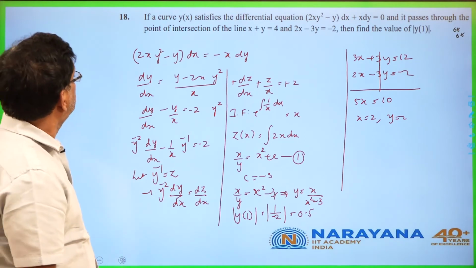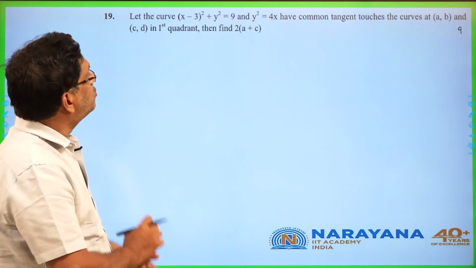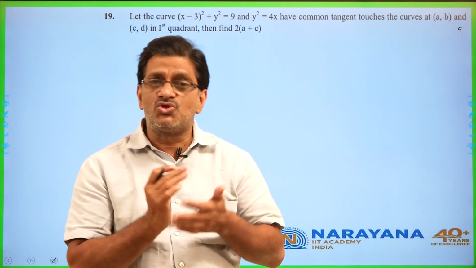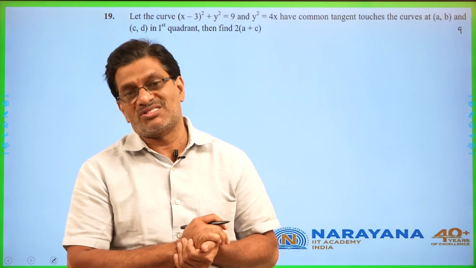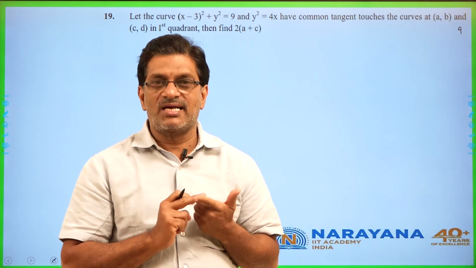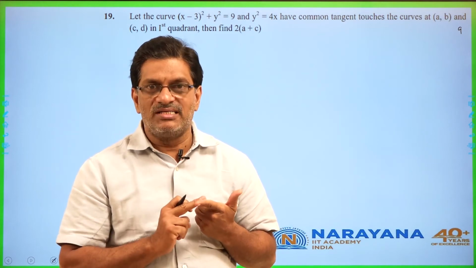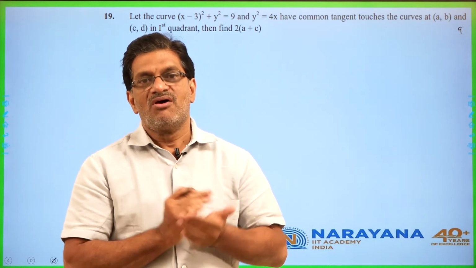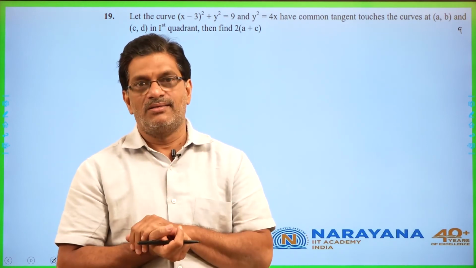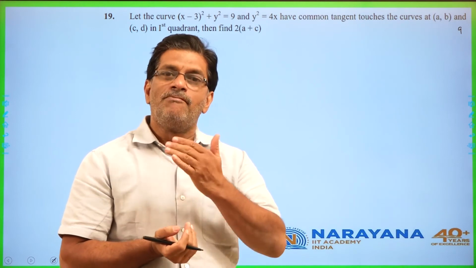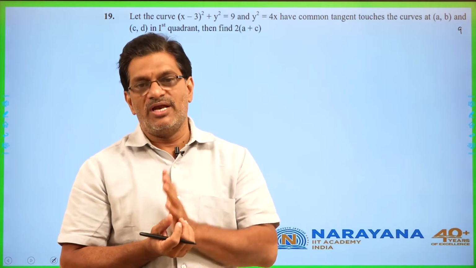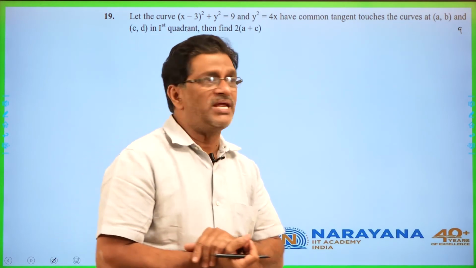Question number 19. Let the curve have a common tangent. This is also common tangents. So many times they are asking parabola versus circle, ellipse versus circle, hyperbola versus circle. Suppose if they have given like this, first find the tangent to the second curve other than the circle. If it is a common tangent, perpendicular distance from the center of the circle is equal to radius. With that we can easily complete.